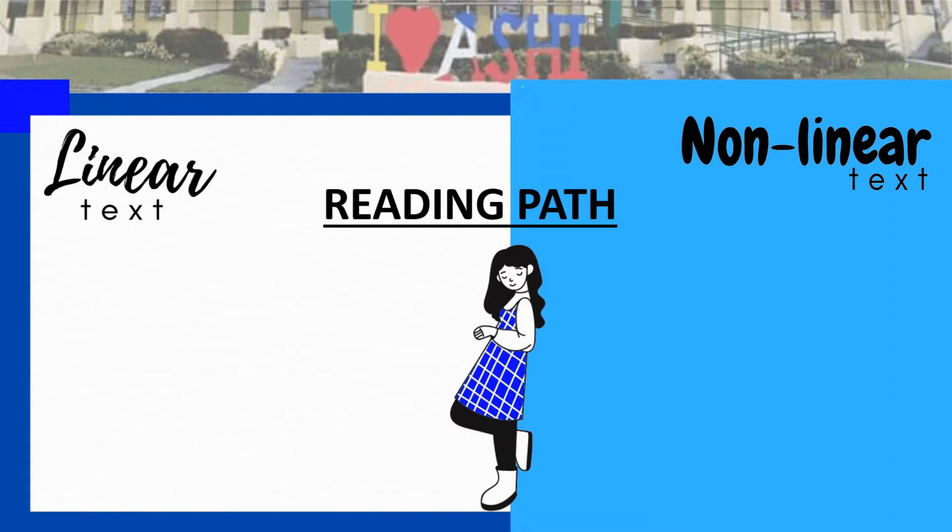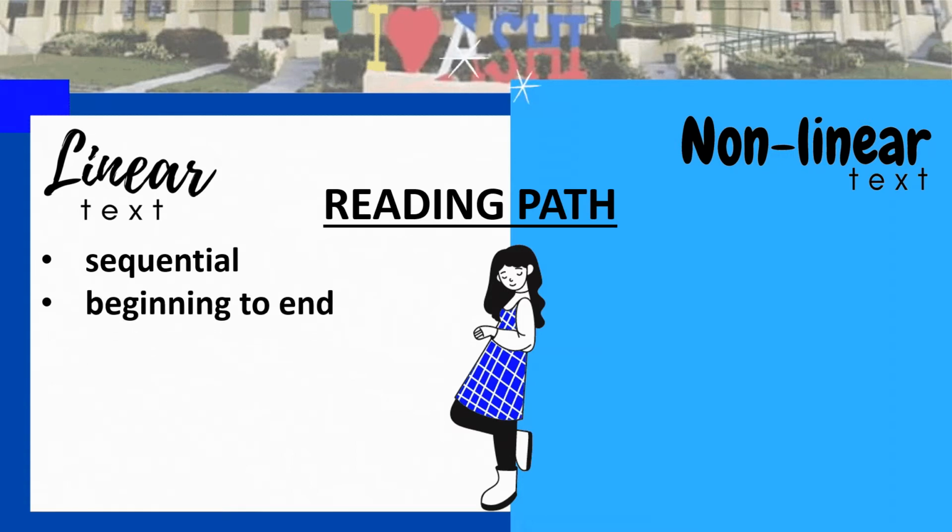A linear text follows a sequential reading path, where the reader tries to make sense of the text through grammatical arrangement and relationship of words. A linear text is actually a traditional text that needs to be read from beginning to end in order to make sense of its content.